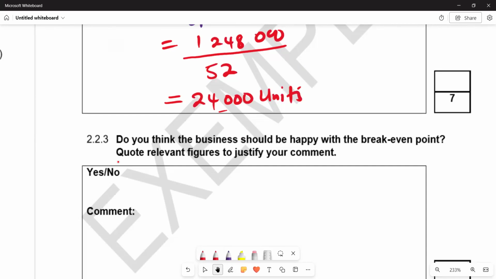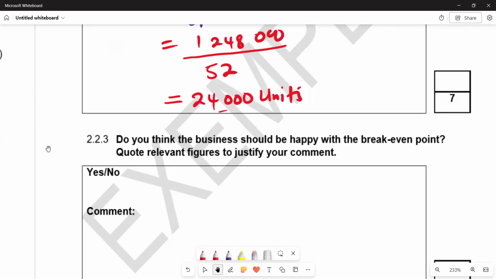So if the level of production is more than the break-even point, we are saying we are making profits. Remember, when the level of production is 24,000 units, which is the break-even point, if the level of production is equal to the break-even point, we are neither making a profit nor a loss. But as soon as we produce a unit higher than the break-even point, that unit we have produced is making a profit. So the number of units above the break-even point indicates the number of units that we are making profit on.